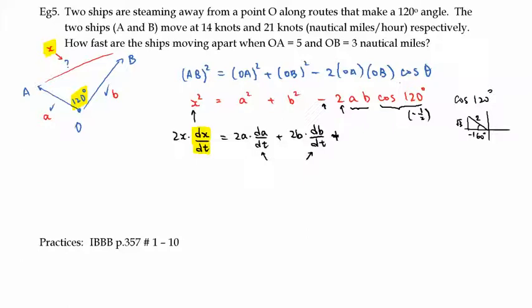If you want to differentiate this with respect to time, we will end up with the product rule. Differentiate the first part and leave the second, plus leave the first part and differentiate the second part. And once again, these two are the speeds of the boats.